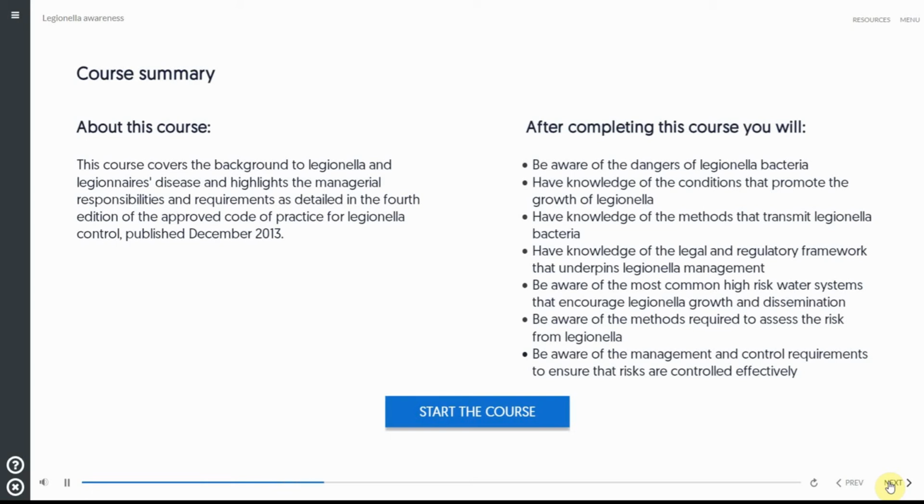After completing this course, you will be aware of the dangers of Legionella bacteria, have knowledge of the conditions that promote the growth of Legionella, have knowledge of the methods that transmit Legionella bacteria, have knowledge of the legal and regulatory framework that underpins Legionella management, be aware of the most common high-risk water systems that encourage Legionella growth and dissemination, be aware of the methods required to assess the risk from Legionella, and be aware of the management and control requirements to ensure that risks are controlled effectively.